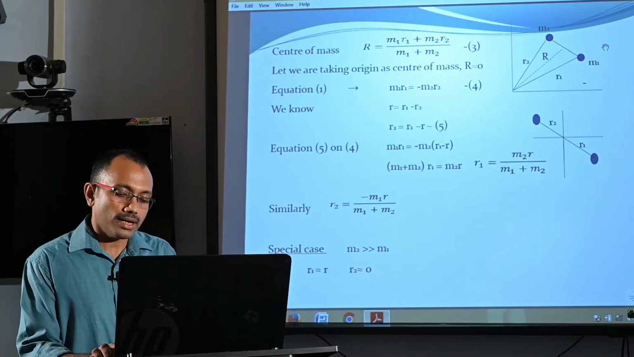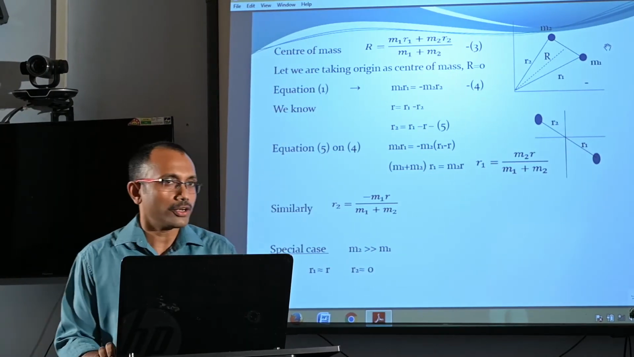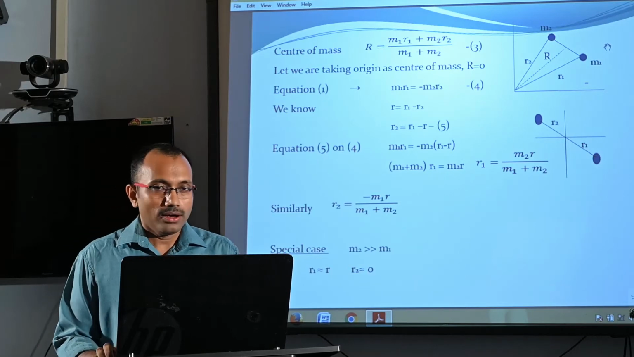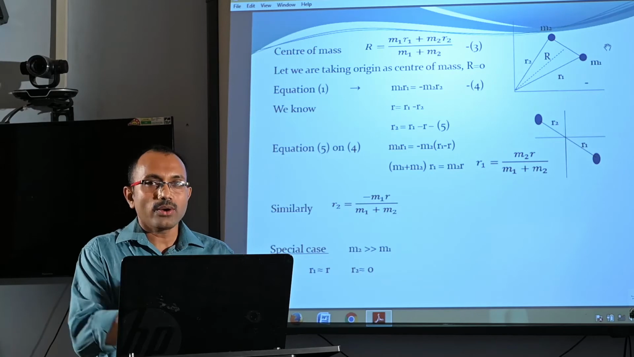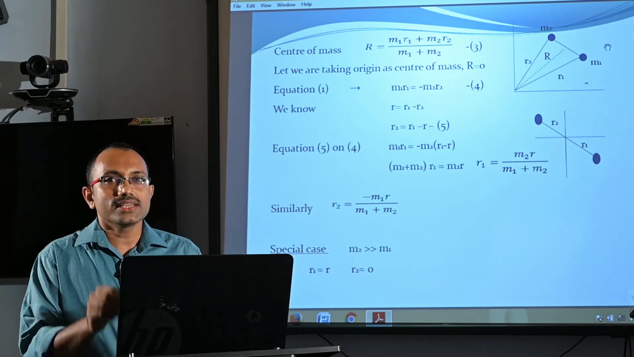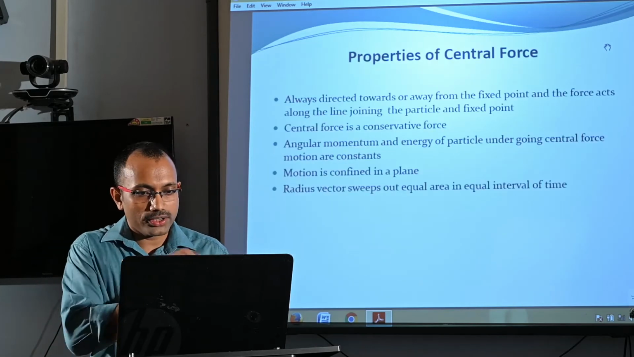But Charon has a mass 15% that of Pluto. So, there we are not taking Pluto as fixed and Charon revolving around it. Charon and Pluto are revolving around each other about a common fixed point.